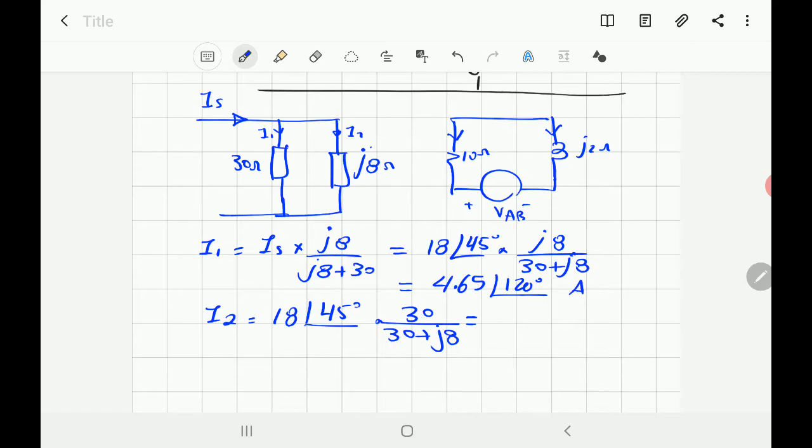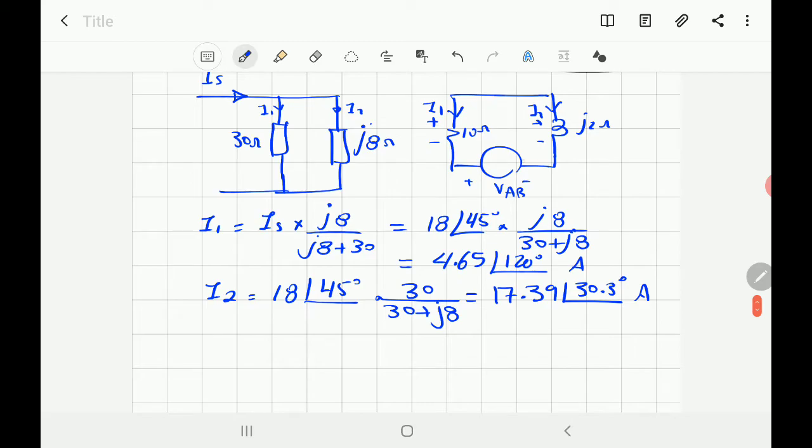The same thing, using the calculator, you get I2 = 17.39 angle 30.3 degree ampere. So now I got I1 and I2. So you look at the circuit now, that's I1, that's I2. If the current is flowing in this direction, here positive, negative, positive, negative, and you apply Kirchhoff voltage law, how do you write that?